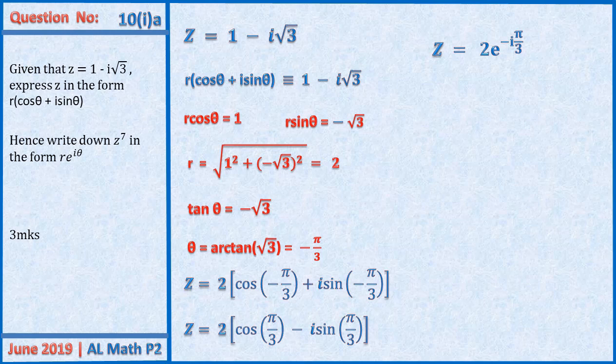So the second part of the question says to express z to the power 7 in the form r e to the i theta, that is, exponential form. Here we just have to raise both sides to the power 7. That gives us z to the power 7 equals 2 to the power 7 times e to the i pi on 3 to the power 7, which gives e to the minus i 7 pi on 3. And when you express 2 to the power 7, it gives us 128. So this is the function in exponential form.